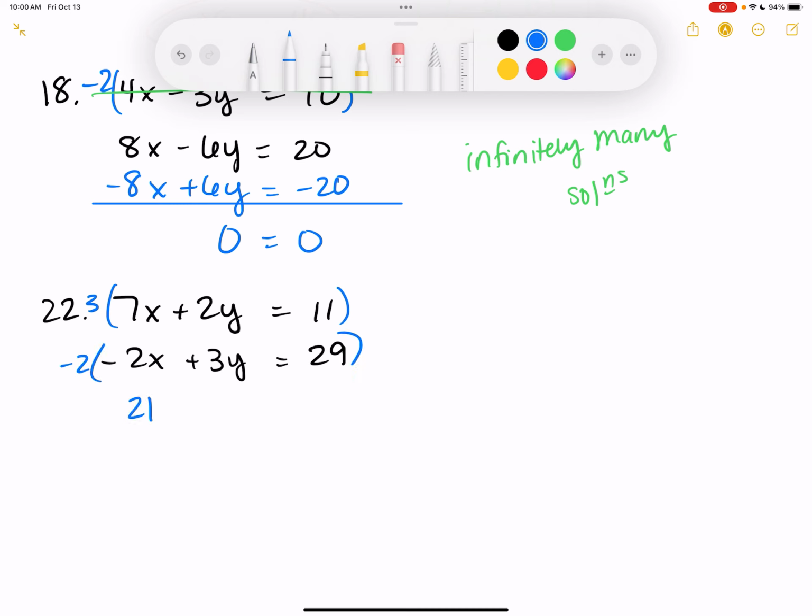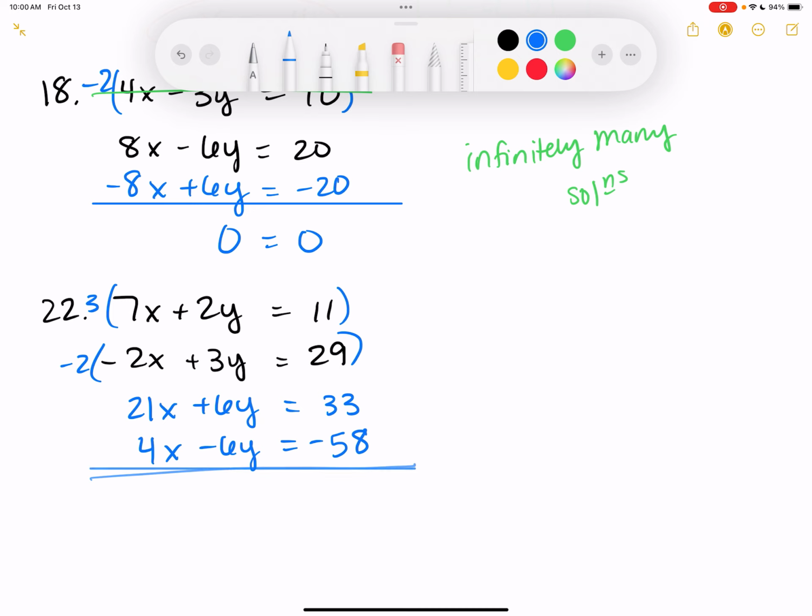So 21x plus 6y equals 33. 4x minus 6y equals, not that this one's that much easier, but what is that, 58? Negative 58, I think. Okay. 29 is just kind of a weird number. Multiplying it by 7 would have been worse, though.